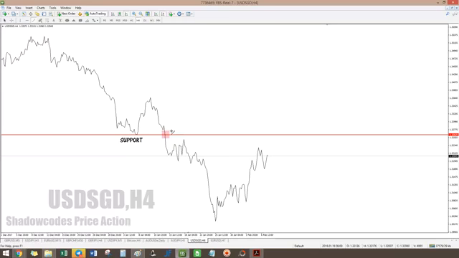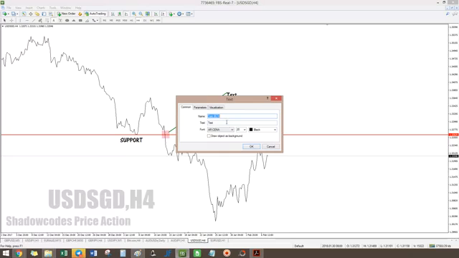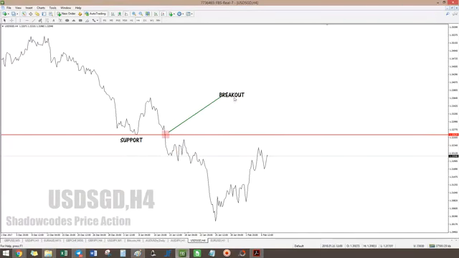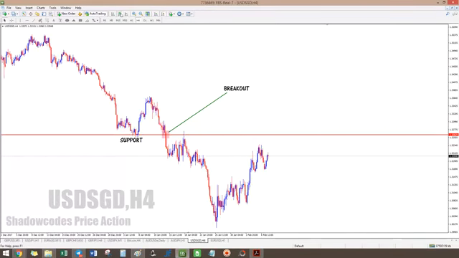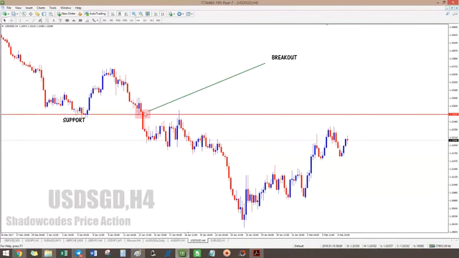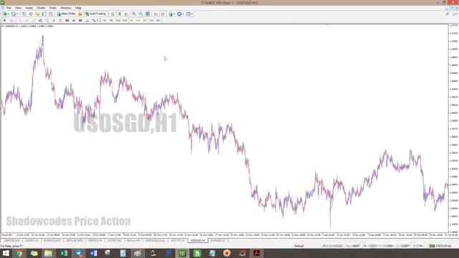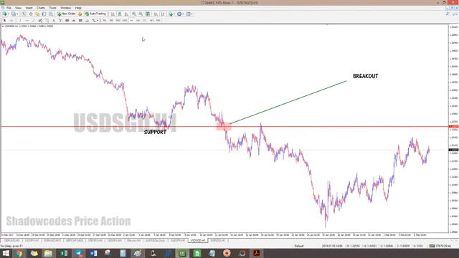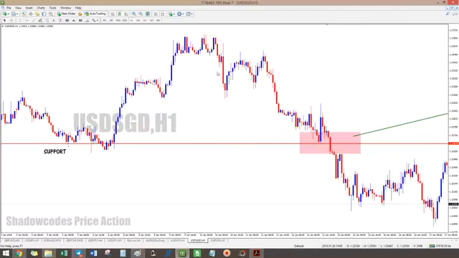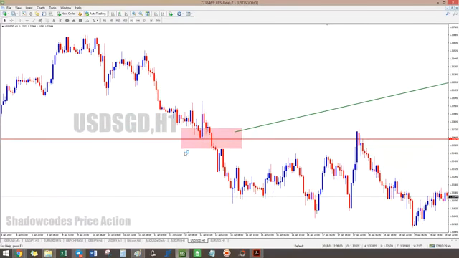We have a breakout. Now we change to candlestick. So what is in here when it breaks? Let's zoom in. Do you see a base over here?